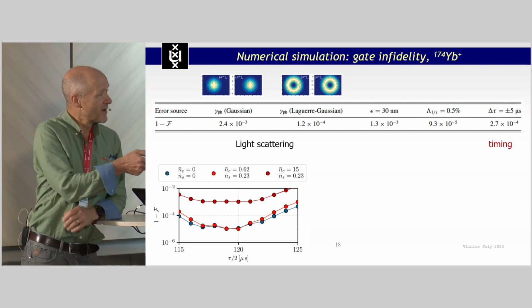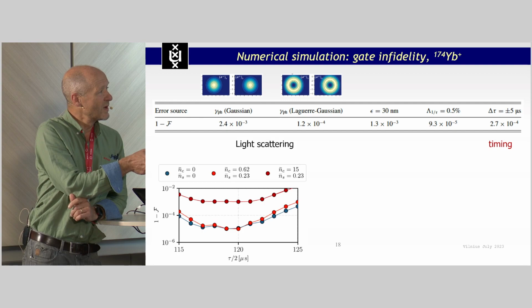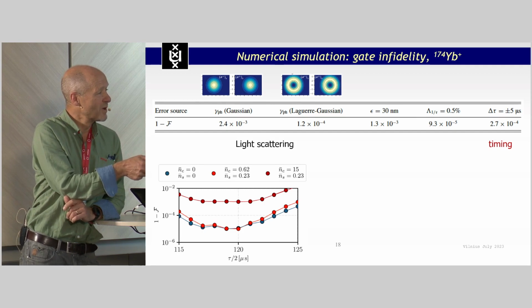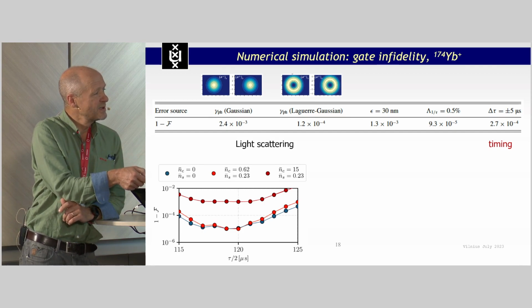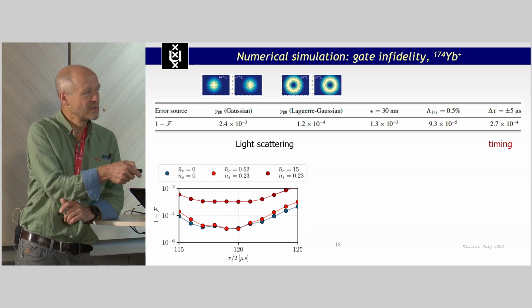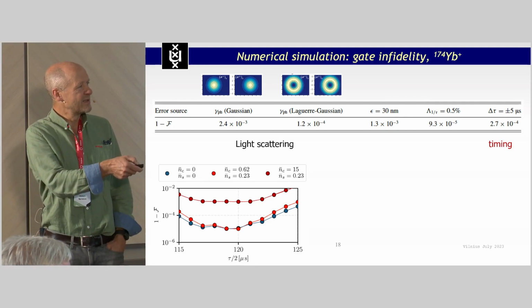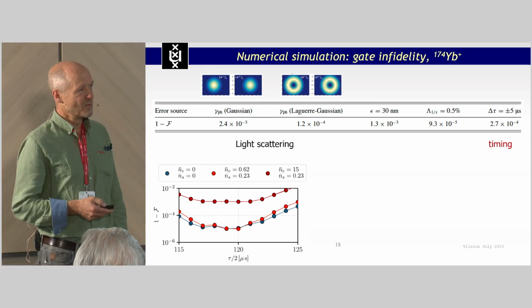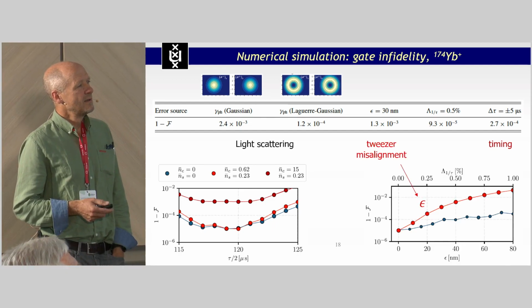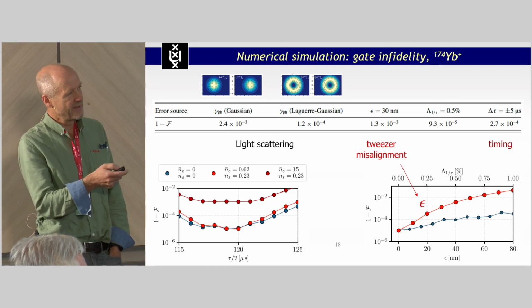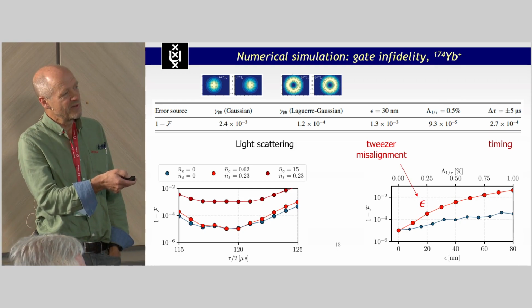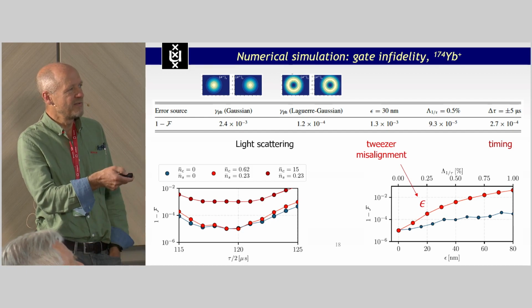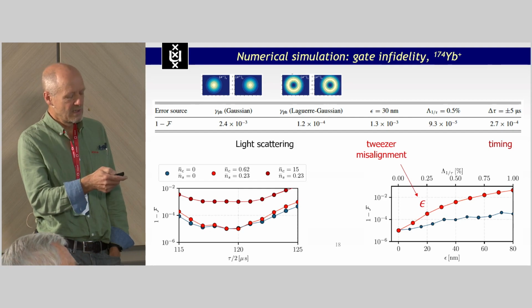So there's the ground state, or let's say phonon number 0. This is Doppler cooled, the red one. And just for comparison, we also took a very hot ion sample. Then it goes up to 10 to the minus 3. So still not terrible, but you probably don't want that. The tweezer could be misaligned. We think that 30 nanometers would be realistic, which brings us to 10 to the minus 3 for that source of error.